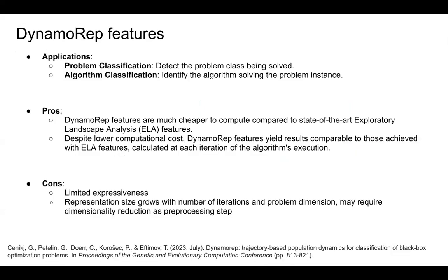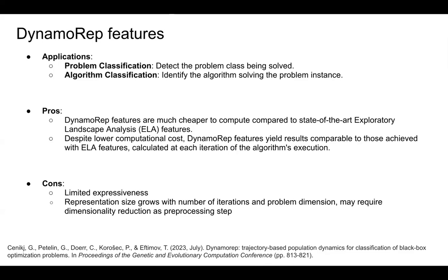What is really nice here is that they can easily be used for problem classification. They can also be used for algorithm classification. They are much cheaper to compute compared to the standard ELA, because ELA needs a lot of calculations, like positive semi-definite metrics, PCA, so it takes a lot of time to calculate the ELA features. But here you have the population and you are doing only statistics. And they give really nice results compared with ELA features calculated on each iteration, the iterative ELA, for problem classification and algorithm classification.